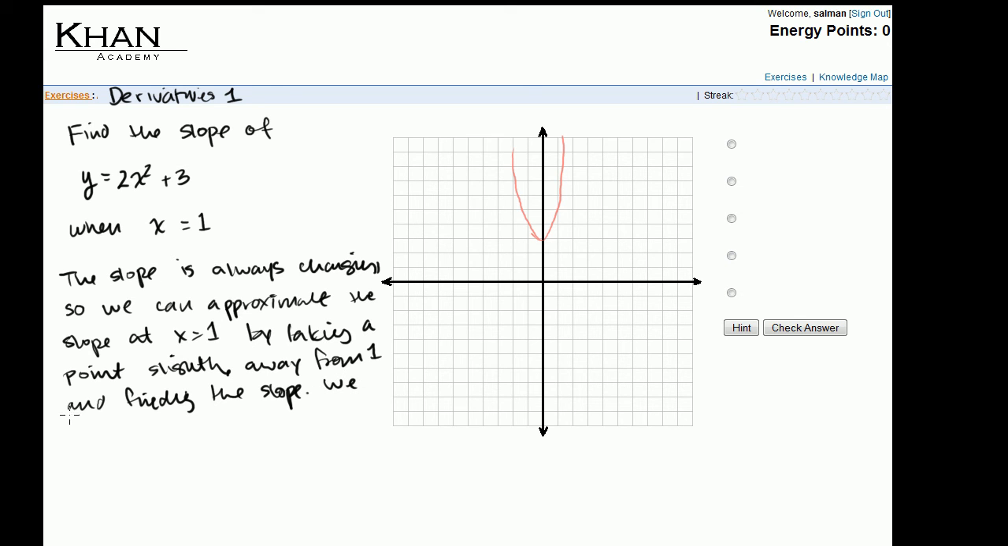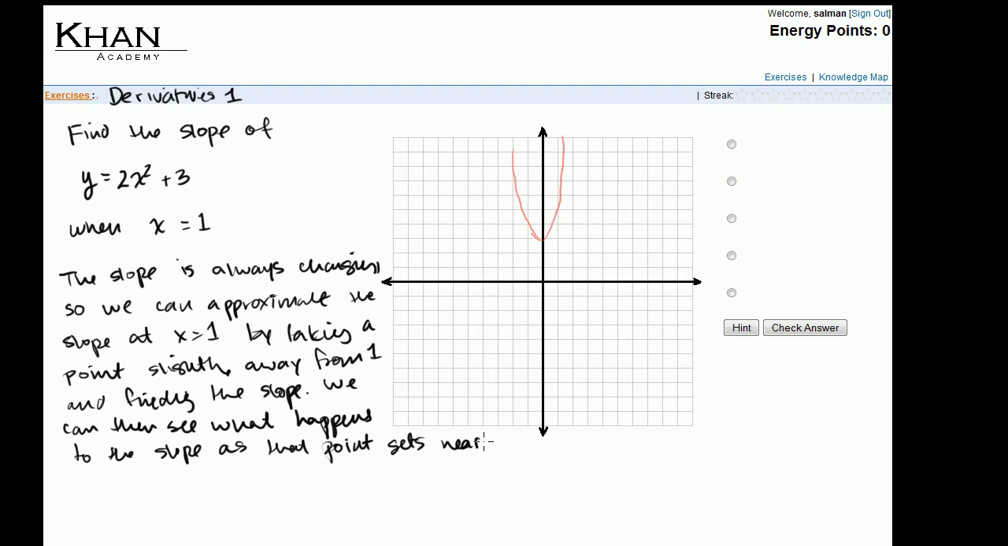We can then see what happens to the slope as that point gets nearer. So it's really telling the student how to do this type of problem. They click hint again. Say, let's find the slope.